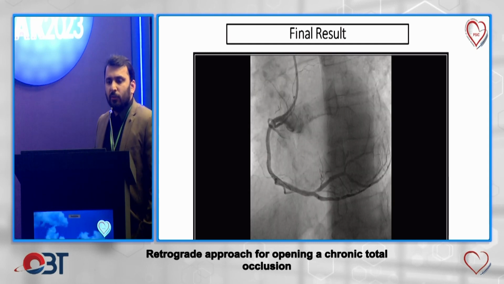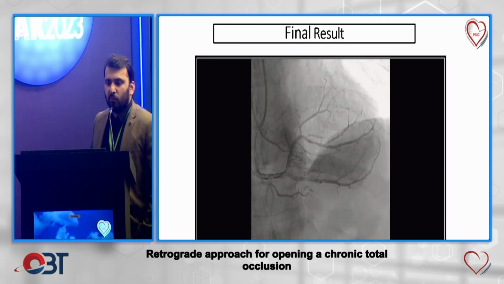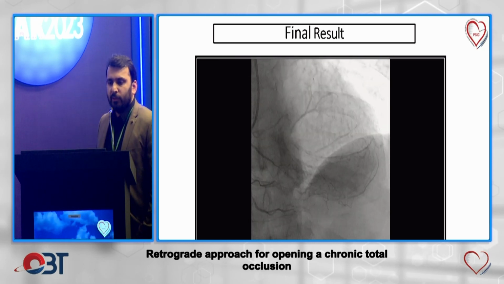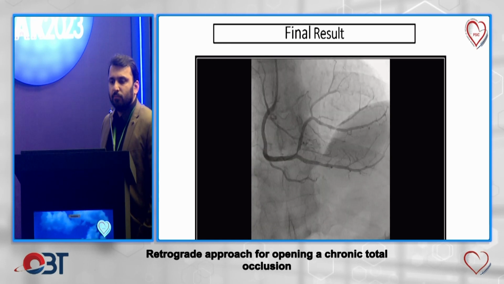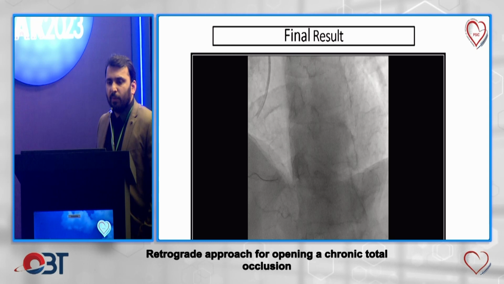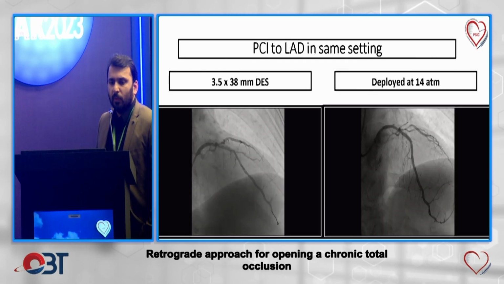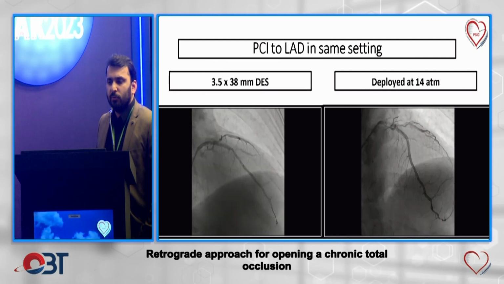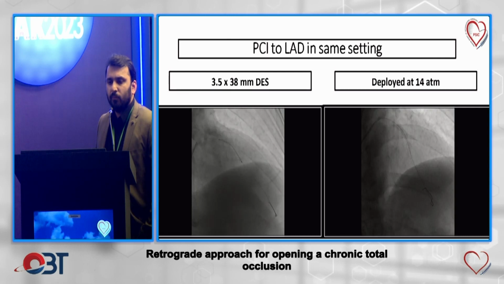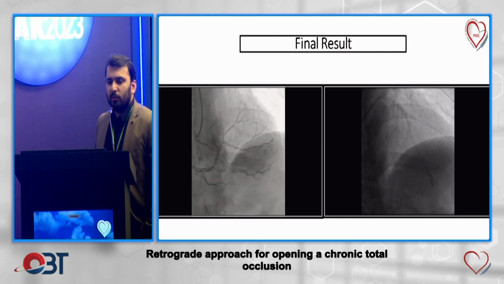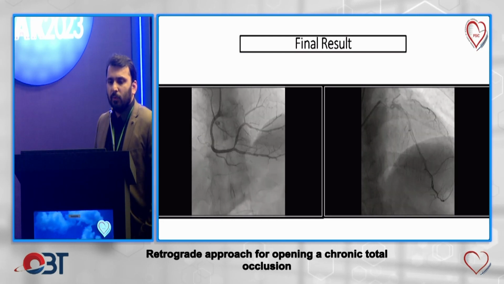Surprisingly, the RCA came out to be a huge vessel, supplying a very large territory of the inferior and posterior segments of the heart. Here you can see the very large territory supplied. The LAD was also fixed in the same attempt, deploying a 3.5x38 DES from proximal to mid course, and it showed a good result. Here are the results of the RCA and LAD.